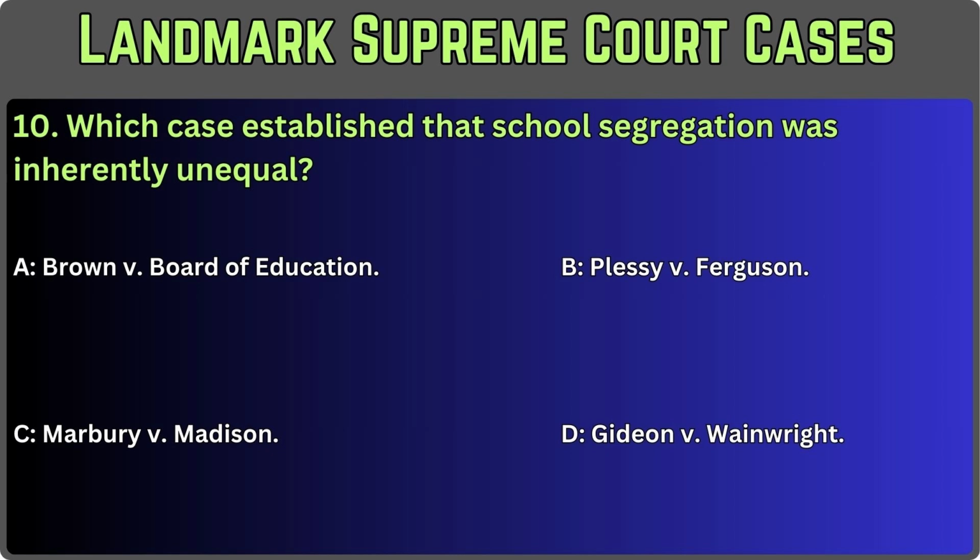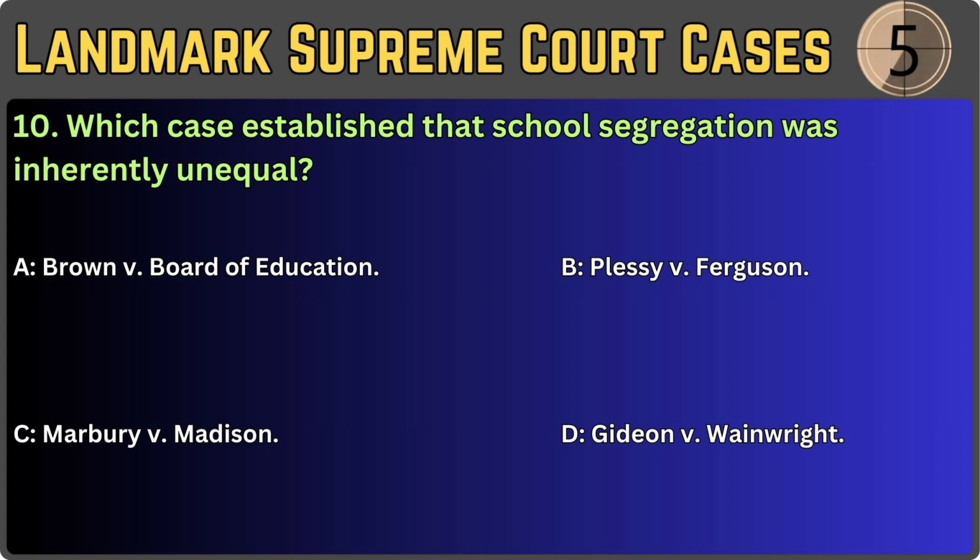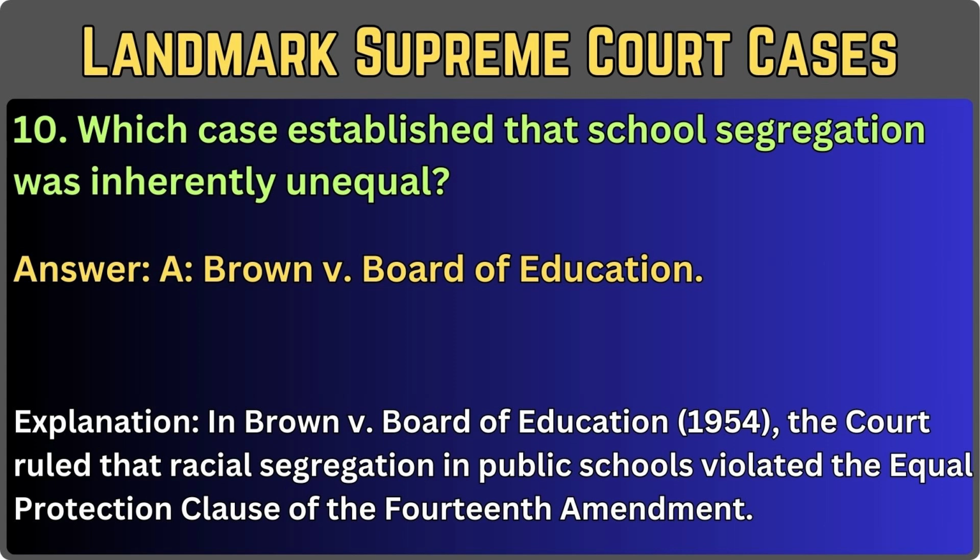A. Brown v. Board of Education. B. Plessy v. Ferguson. C. Marbury v. Madison. D. Gideon v. Wainwright. Answer. A. Brown v. Board of Education. Explanation. In Brown v. Board of Education, 1954, the court ruled that racial segregation in public schools violated the Equal Protection Clause of the 14th Amendment.